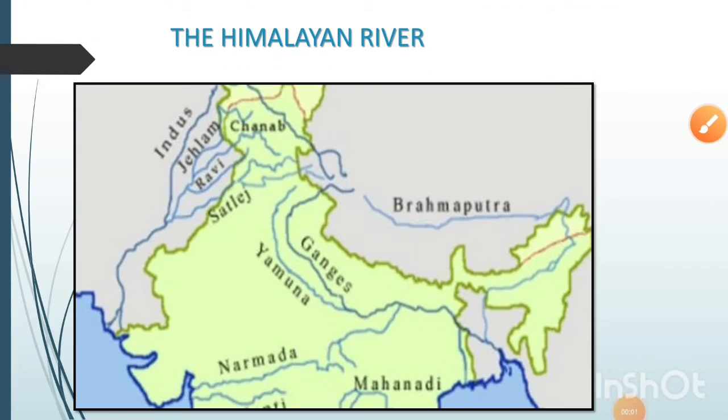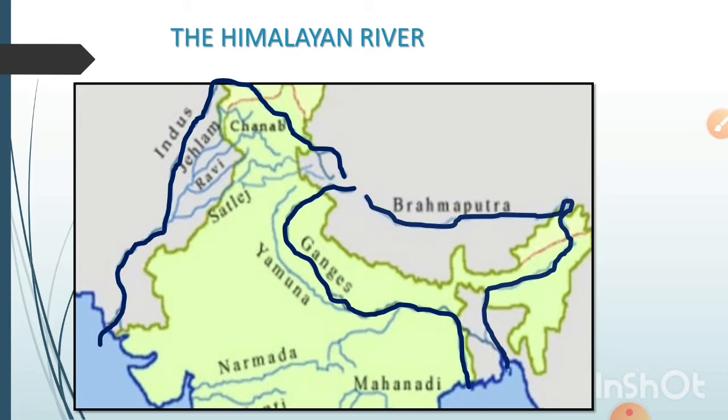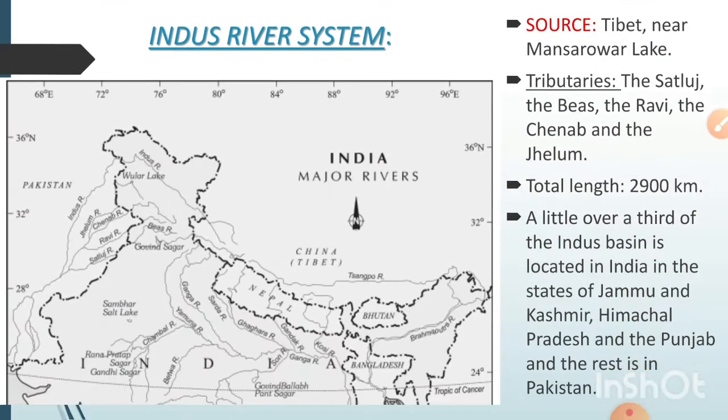There are three major Himalayan rivers. Number 1, the Indus, number 2, the Ganga, and number 3, the Brahmaputra. Now, the Indus river system. Here is the Indus river.